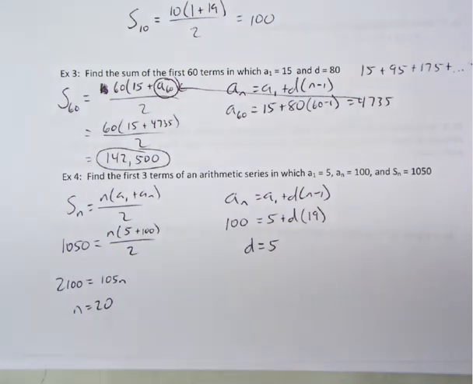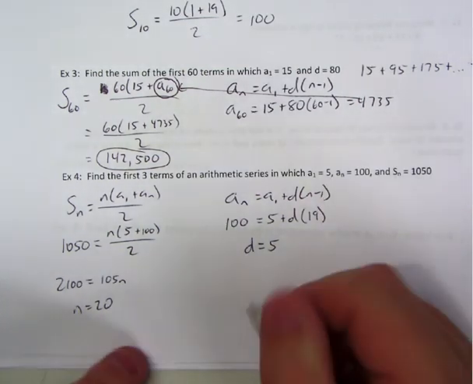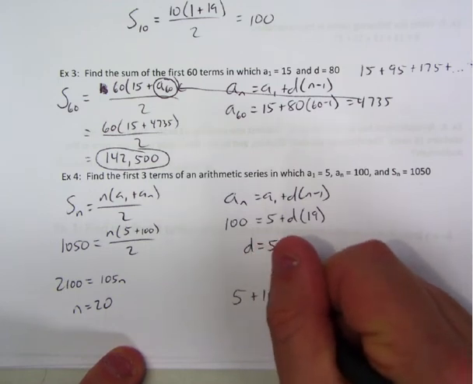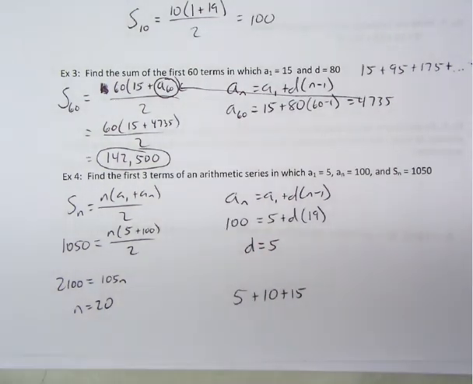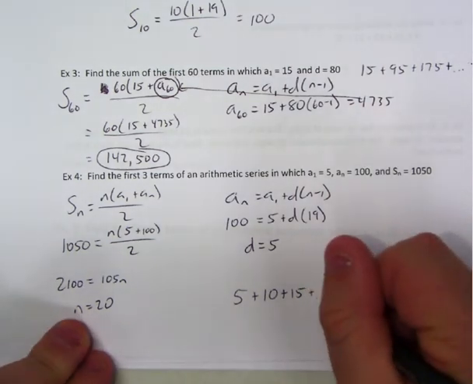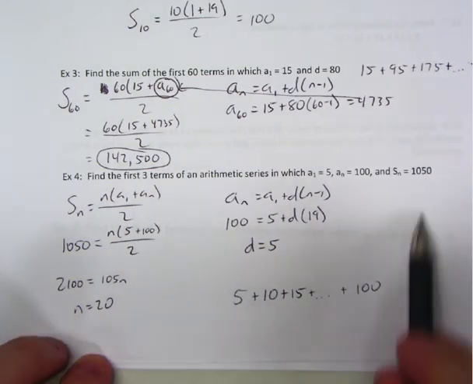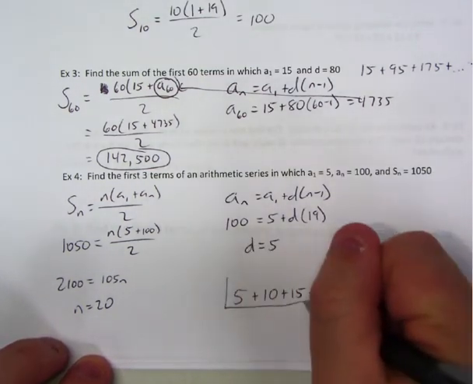So that means I have some sequence where it starts at 5 and it's going up by 5. So I know my first three terms are 5, 10, and 15. And if I did that all the way up to 100, the whole point is if I added all these numbers together, I would get that sum. But the 5, 10, 15, that's the answer.